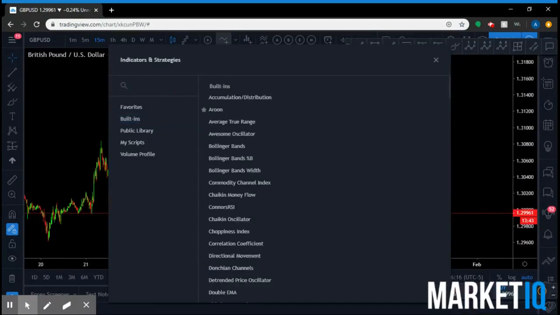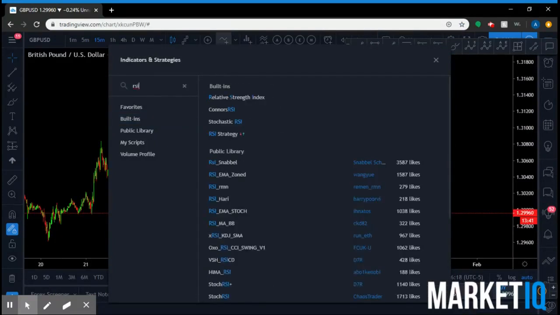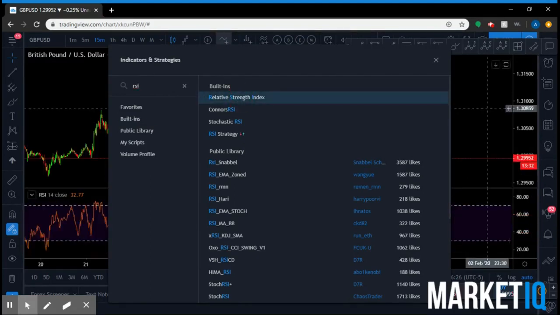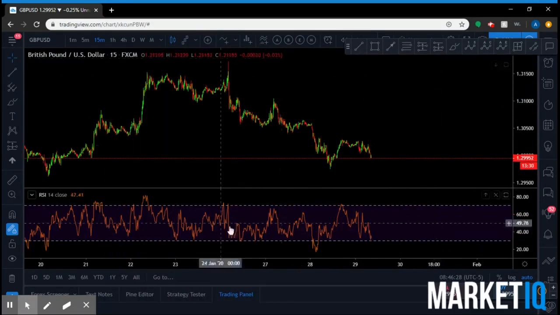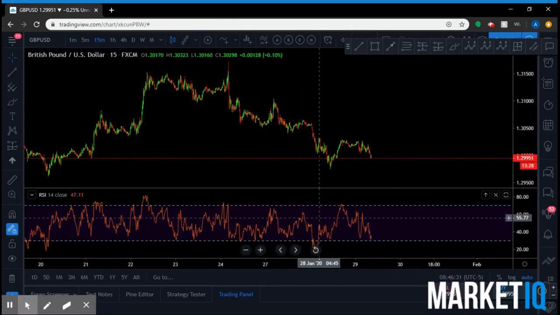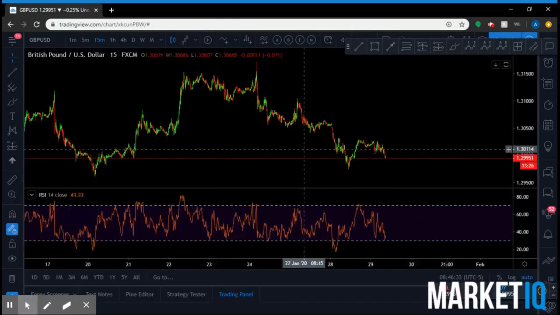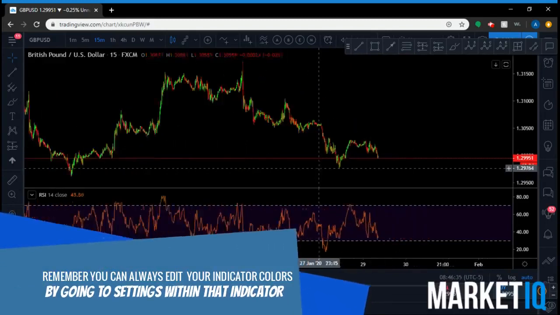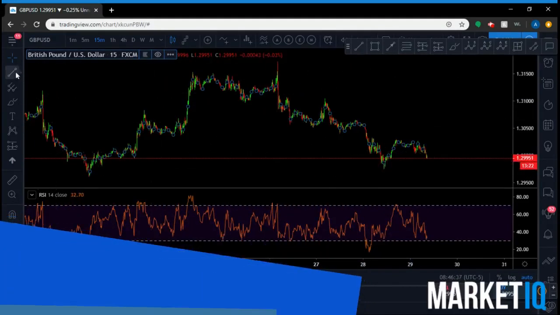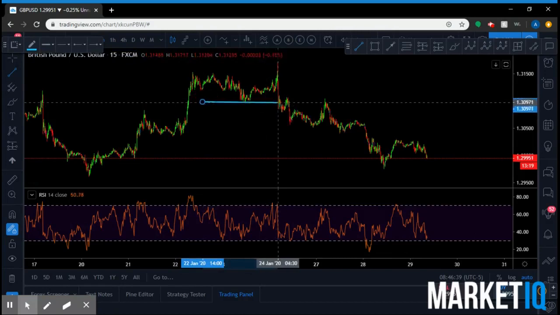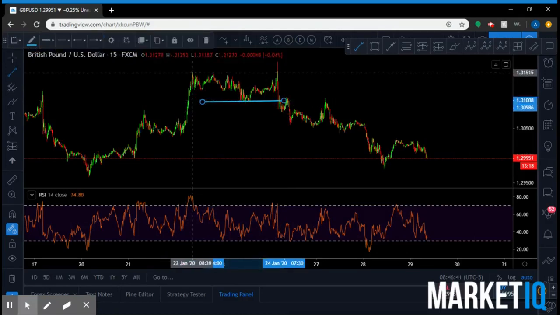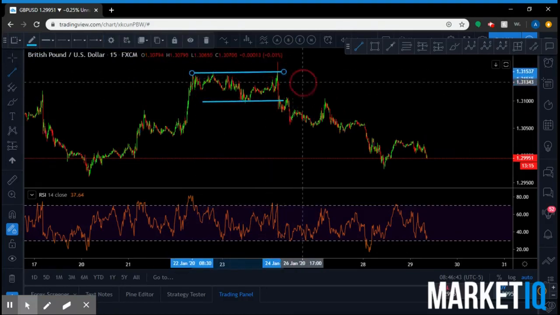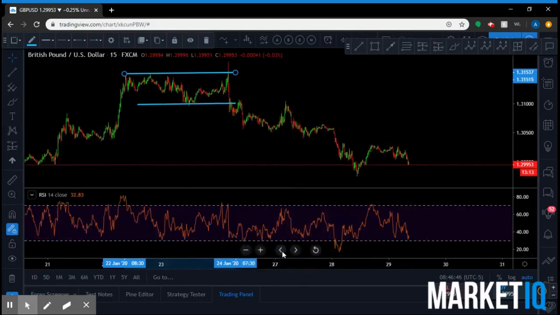To find the RSI, just type RSI into the indicator search box, which you can access right here, and bring up the Relative Strength Index. That will bring up this on the bottom of your chart. And here's how we use this. Like I said earlier, this is really nice in range-bound markets. When the market is moving sideways, this is one thing we use to trade a sideways market.